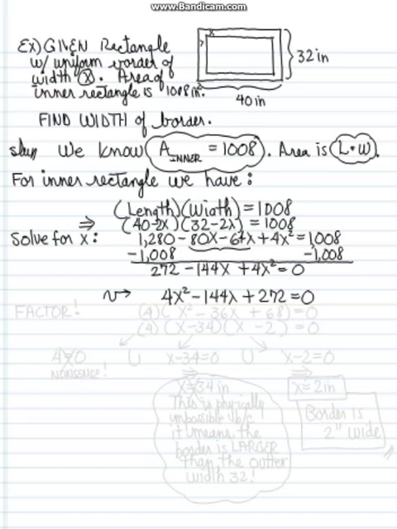Okay, look at the left side, the non-zero side. They have a common factor. All three terms have a common factor of 4, so I'm going to factor out the greatest common factor first. We always do that first. 4 times, x squared minus 36x, because 36 times 4 is 144, plus 68, because 68 times 4 is 272. Bring down the equal sign and bring down the 0. Okay, now bring down the 4. Don't lose that 4.